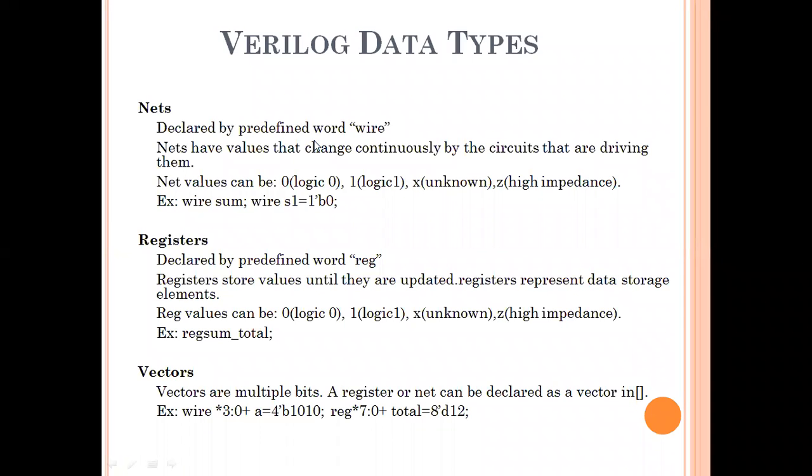So the first data type is the net, and it is used by the name wire. Whenever we have to change the value continuously, in that case we have to use the wire data type, right? How to represent that wire? Here is an example: wire is the data type, sum is the name of the signal. Wire sum = 1'b0. That is a one bit binary signal, that is 0. So that is the representation.